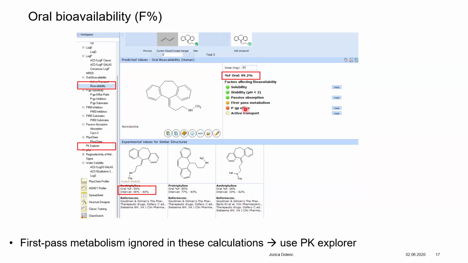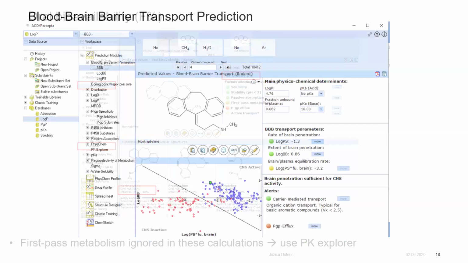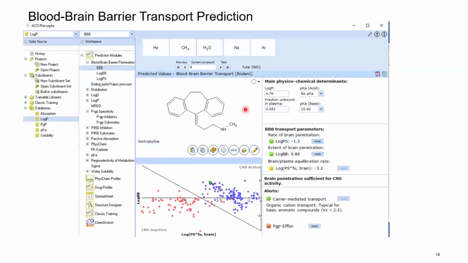So now the compound is in the circulation. It needs to reach the brain, and the brain has a special barrier called the blood-brain barrier. And this can also be predicted. Here, ACD Labs uses two parameters, log BB and log PS. And here you just have to look at the documentation. There are papers describing in detail what this means.